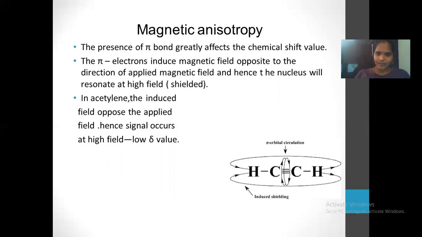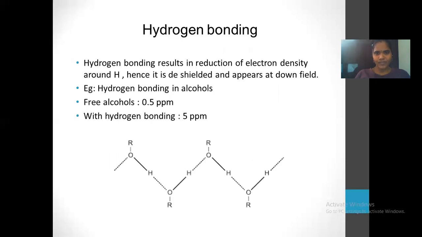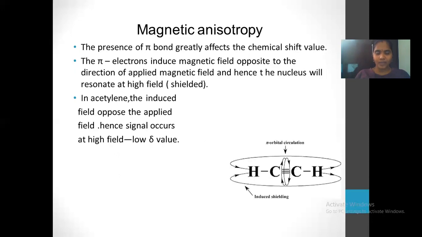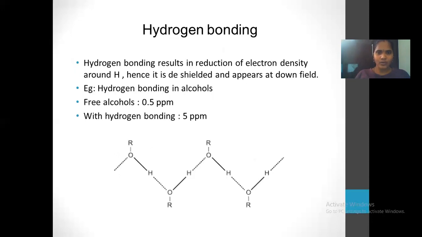Let's take an example of acetylene here. Suppose the induced magnetic field is in this direction, the pi electrons can induce the magnetic field in the opposite direction of the applied magnetic field. So obviously, as it opposes the applied magnetic field, the delta value will be shifted towards the upfield. And generally, magnetic anisotropy can be observed in aromatic compounds also.